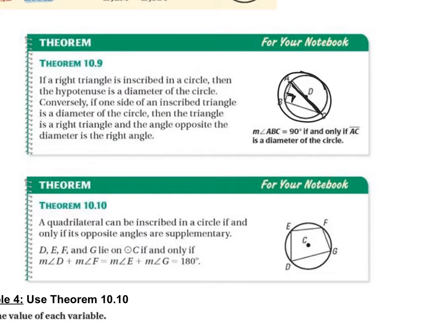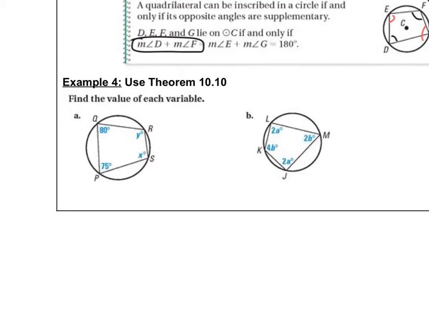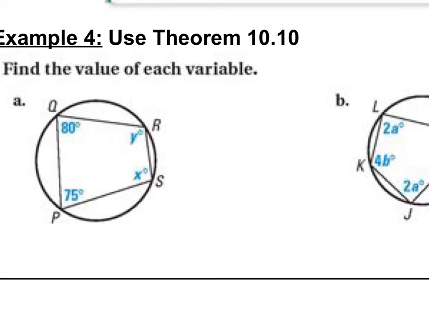Theorem 10.10 says that if you have a quadrilateral inscribed inside a circle, that can only happen if opposite angles are supplementary. So as they describe it here, the measure of angle D and the measure of angle F, so here and here, must add to 180 degrees, and here must add to equal 180 degrees. And that's the only way it works out when it's inscribed inside a circle. And so that's what we're going to do here with the last example, is just try and solve for different variables with quadrilaterals inside a circle.